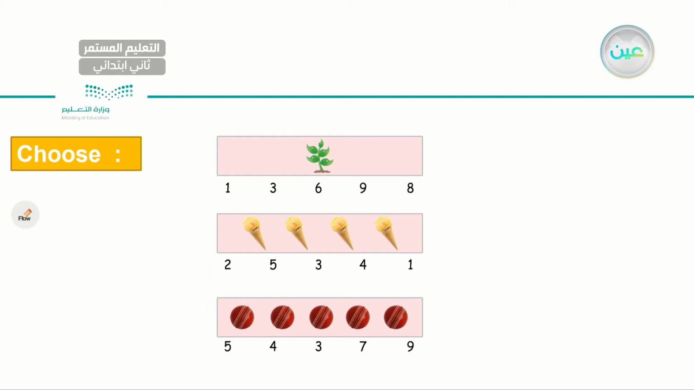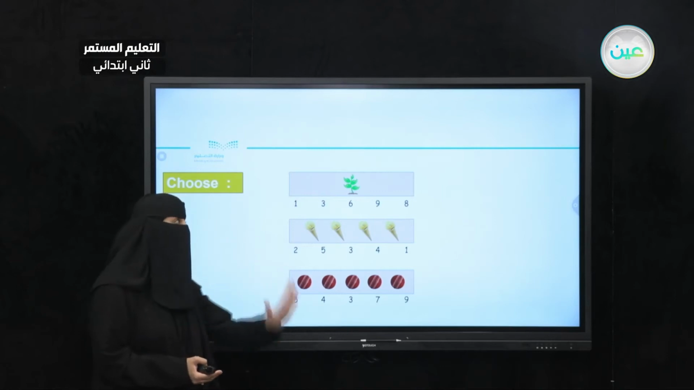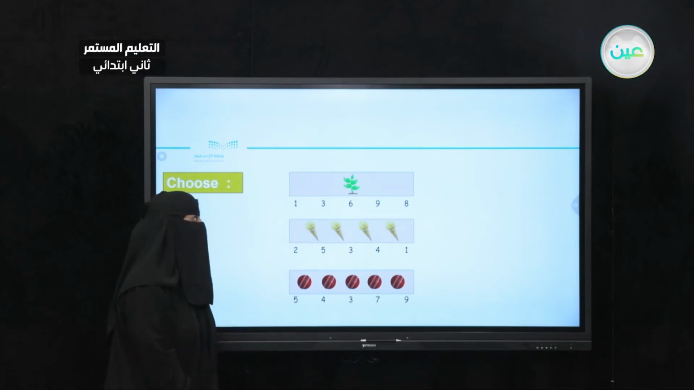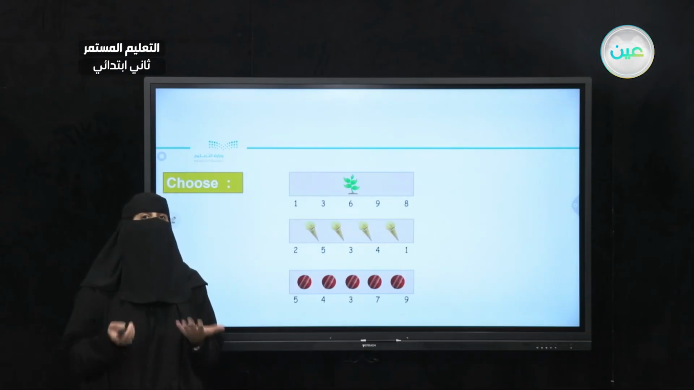I try to challenge you now. Not 2 options, not 3 options. Now I gave you 5 options. For the first picture, how many trees can you see? Or plants here? 1, 3, 6, 9, or 8. How many can you count?